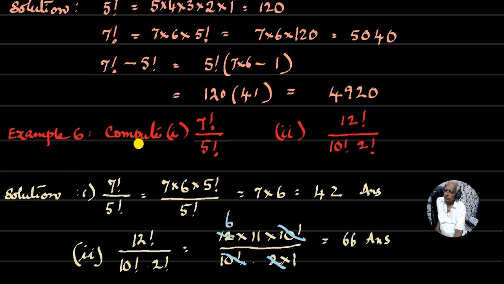Example 6. Compute factorial 7 by factorial 5. Factorial 7 is 7 times 6 times factorial 5 by factorial 5. Cancel. So you get 7 times 6, 42 is the answer.